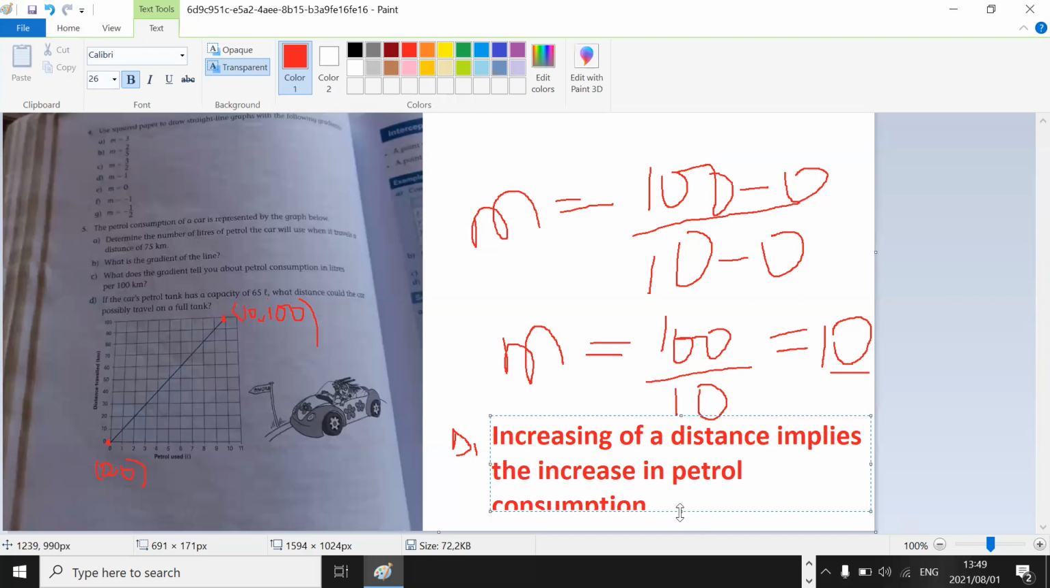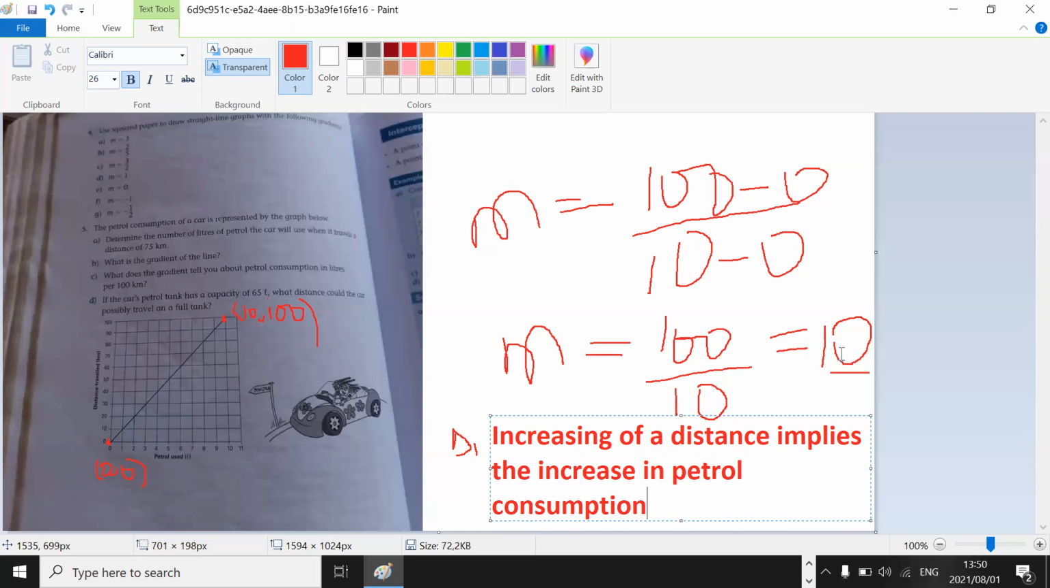How did we come to that conclusion? We came to that conclusion because the gradient is positive in this case. If the gradient is positive, it tells us that as we increase the distance, the car will consume more petrol. So the increase in distance implies the increase in what? In petrol consumption, because the gradient of this specific line is positive. We found the gradient to be 10. Is it clear to you?